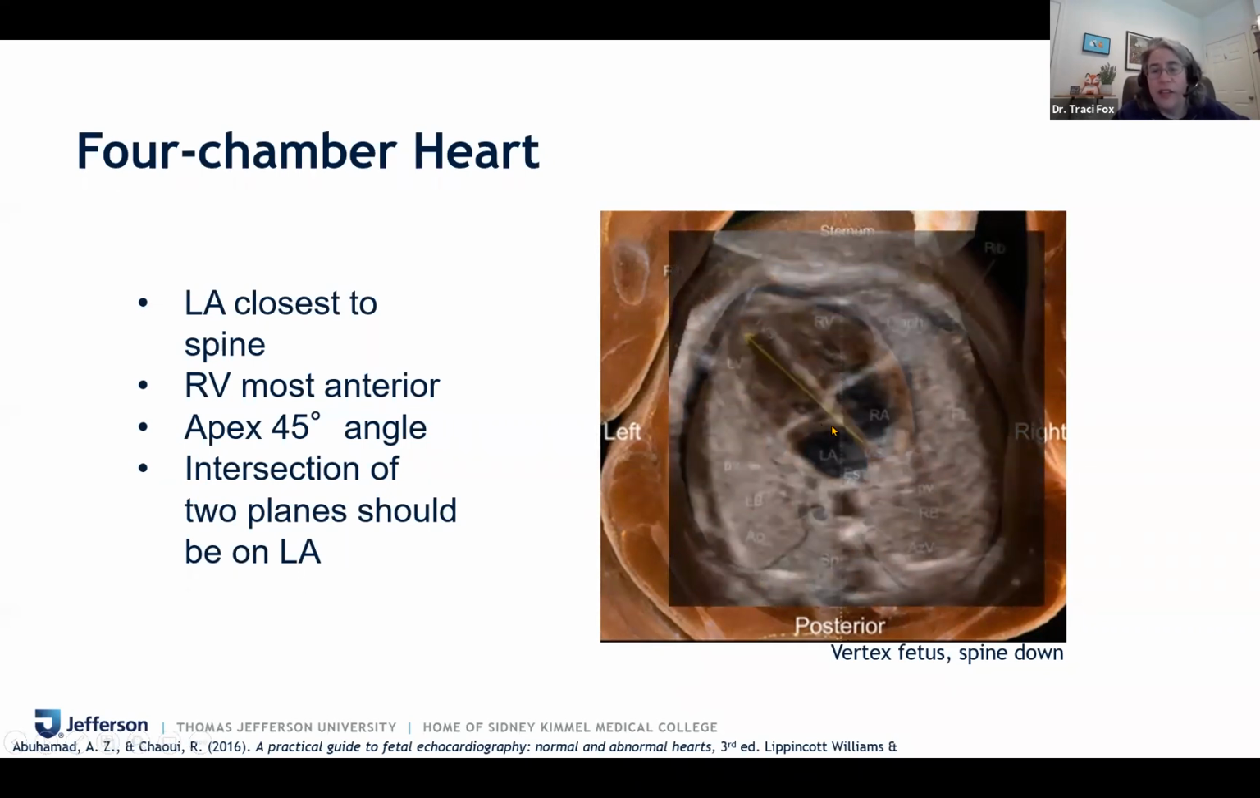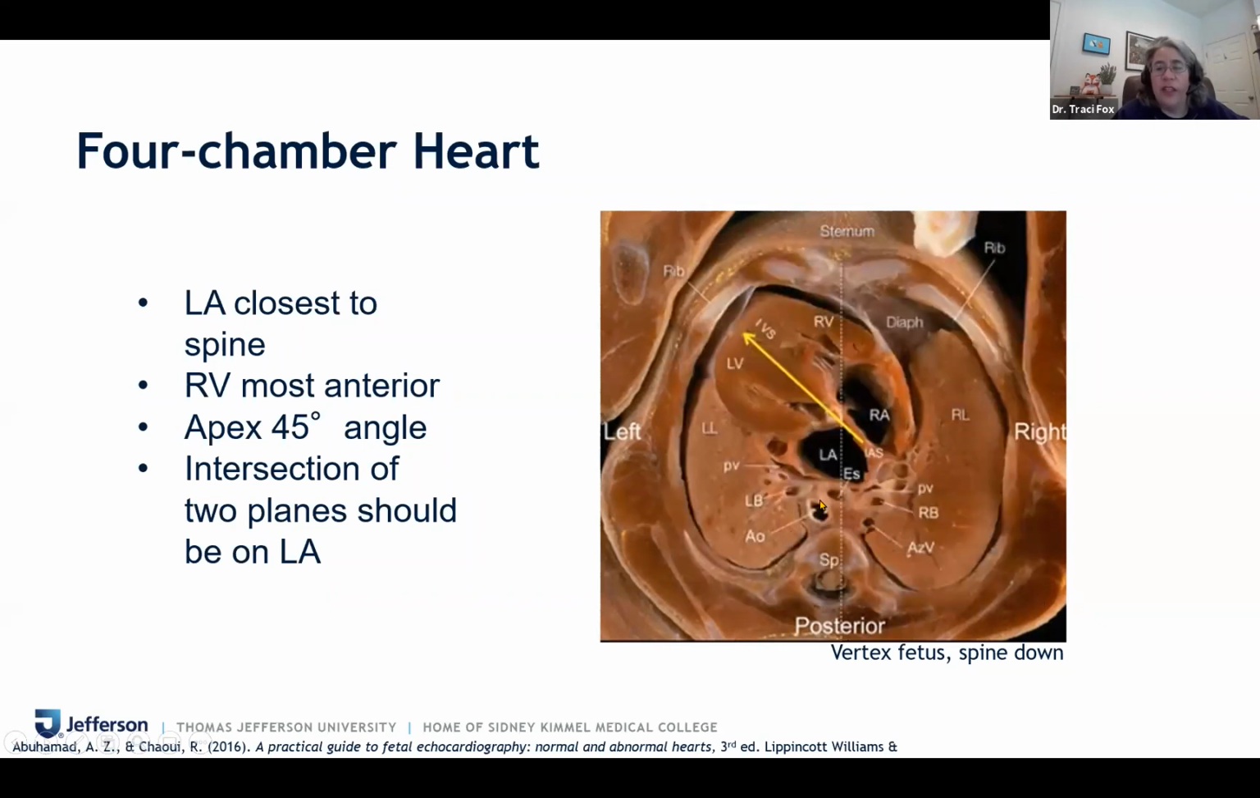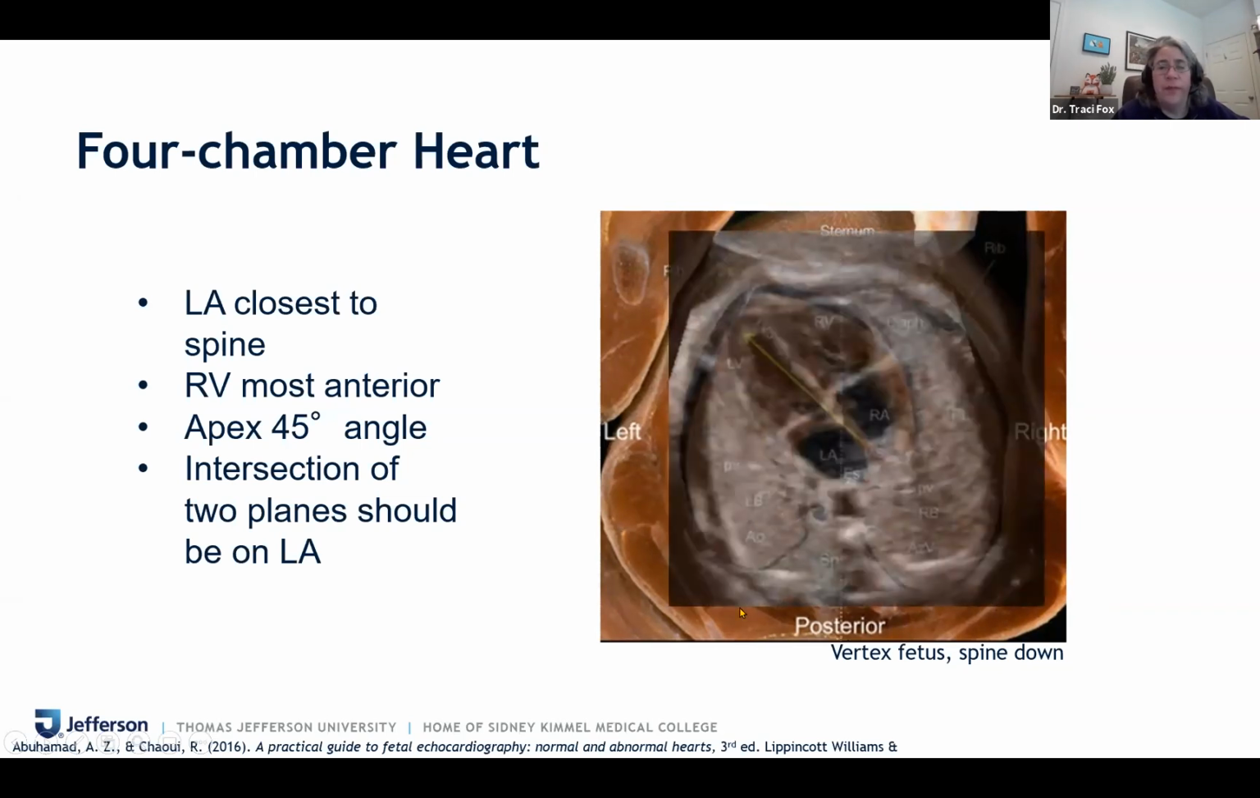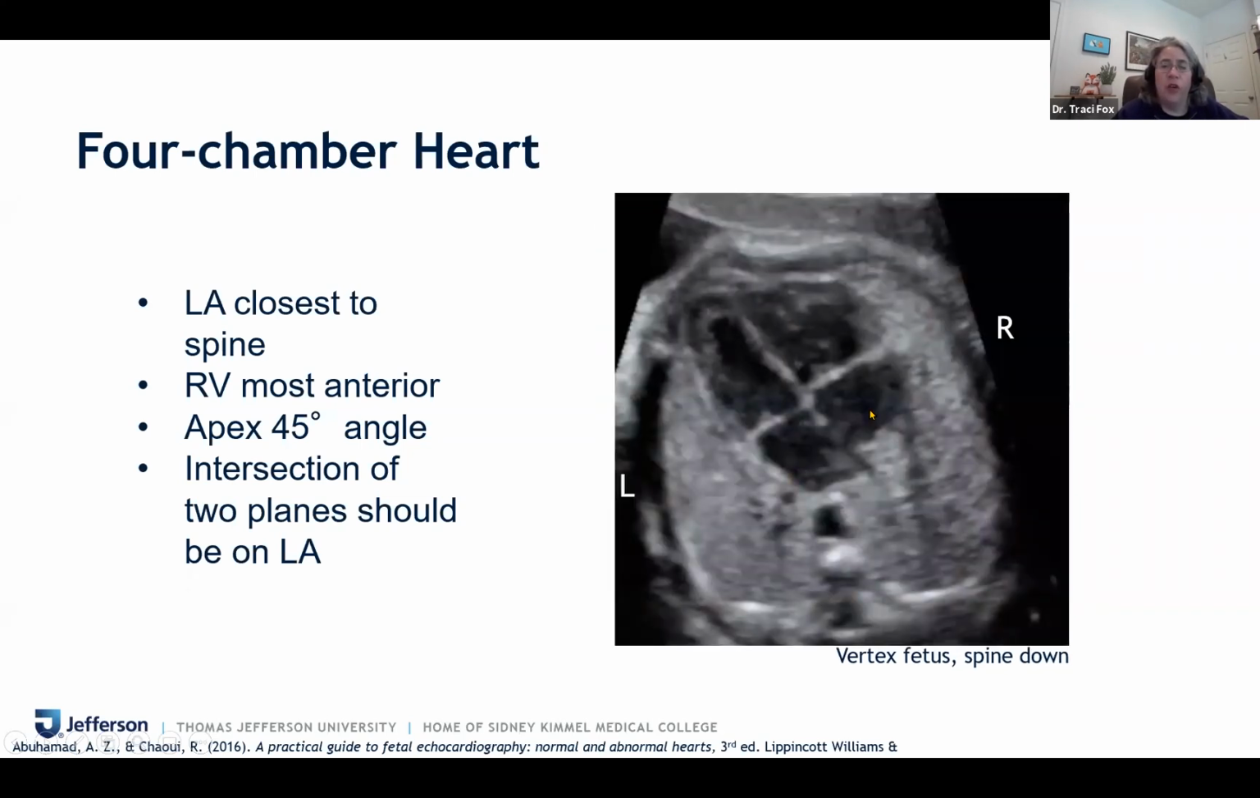So again, you can see that apex of the heart in relation to the spine. In addition to that, you should always see the aorta adjacent to the left atrium, which again is what we're seeing here in ultrasound. Here's just the ultrasound image. So we have the descending aorta, the left atrium, right ventricle, and left ventricle.